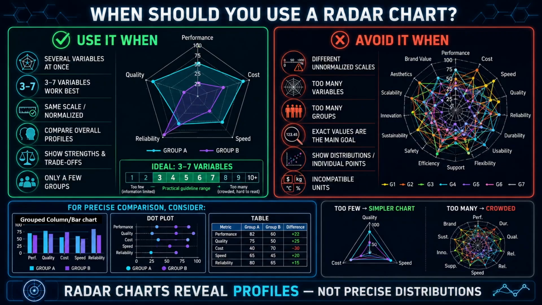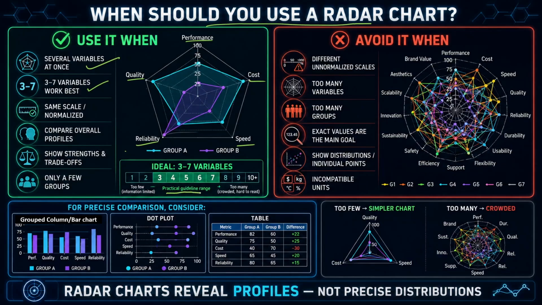Now let us look into when we should use a radar chart and when we shouldn't. A radar chart is useful when we want to compare several variables at the same time and understand the overall profiles of a few groups. These variables may include performance, quality, cost, speed, and reliability. A radar chart works best with around 3 to 7 variables. With only 1 or 2 variables, a simple chart is usually clearer.